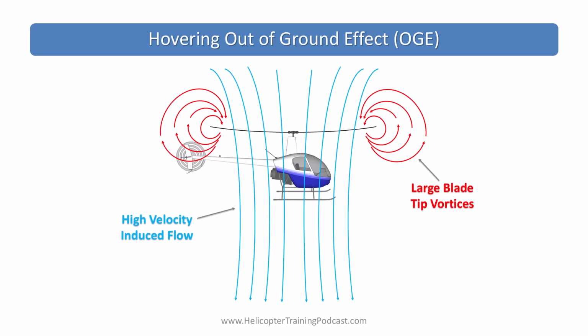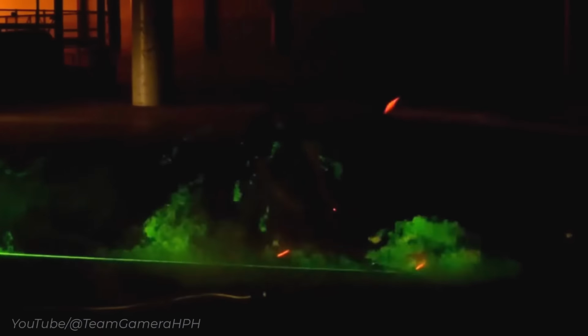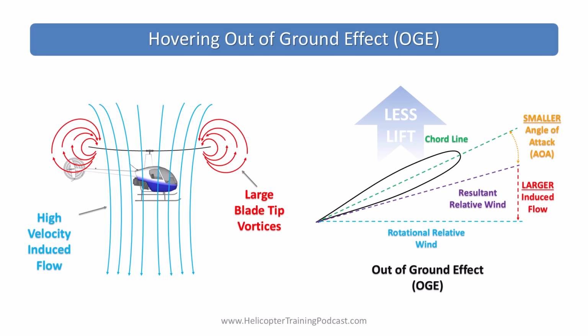And here the induced flow has no real resistance from the ground, and that can lead to increased induced flow rates and larger vortices that recirculate around the edge of the disc and reduce the effective lifting area of the rotor disc. Both of these things contribute to a reduction in the rotor disc lifting ability through changes in the angle of attack and the effective lifting area. We're not going to get into all the lift vectors and the angle of attack stuff in this podcast episode.